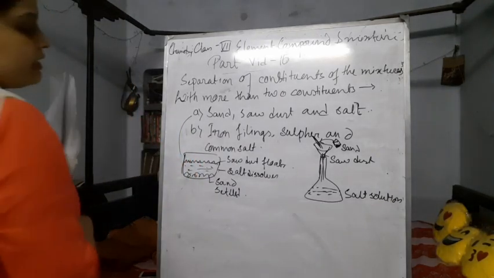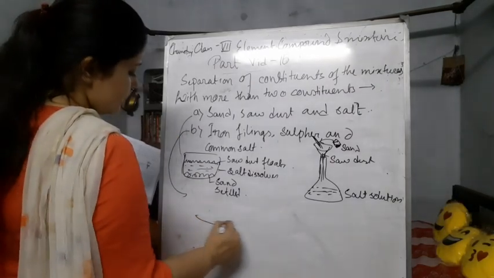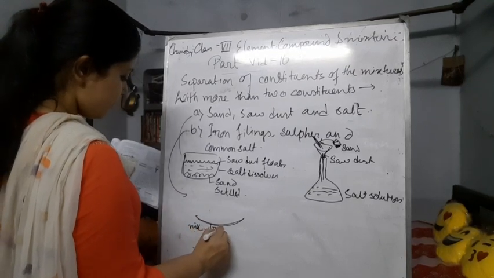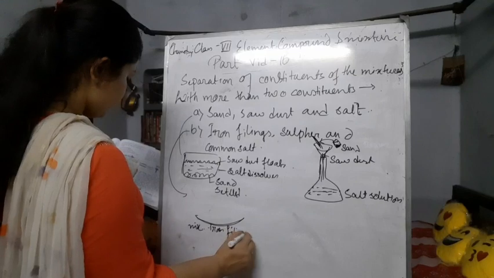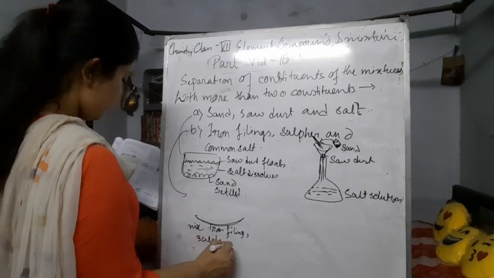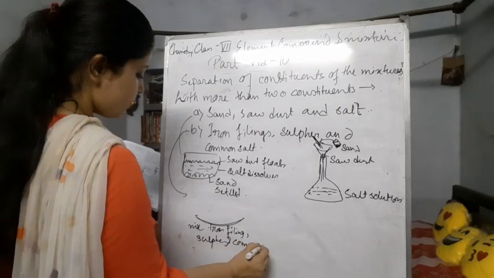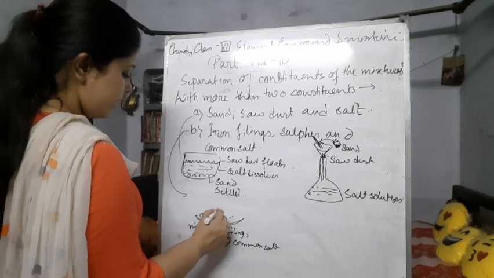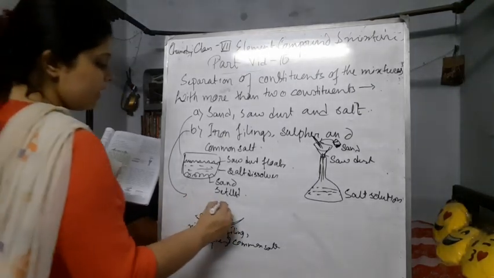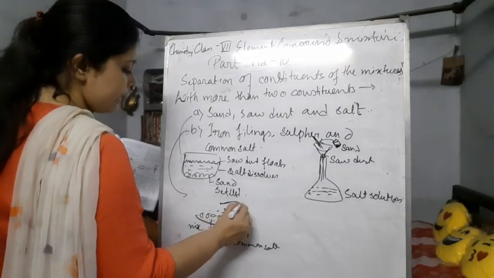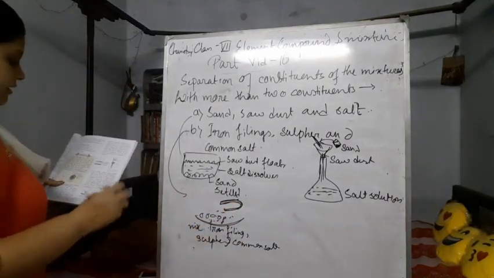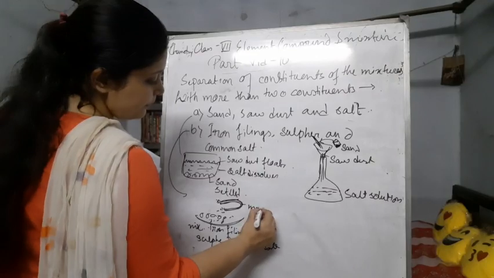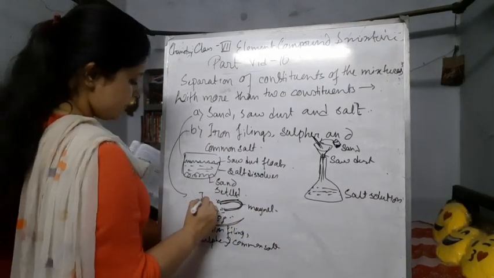In this procedure, in one bowl the total mixture of iron filings, sulfur and common salt is taken. With the help of the magnet, we can take the iron filings out. This is the magnet and these are the iron filings.